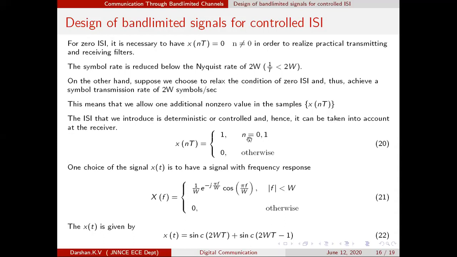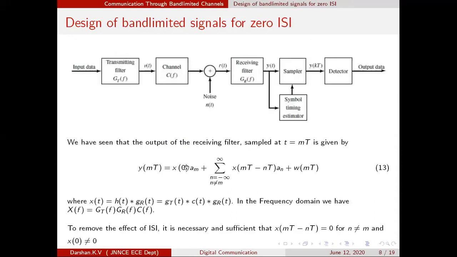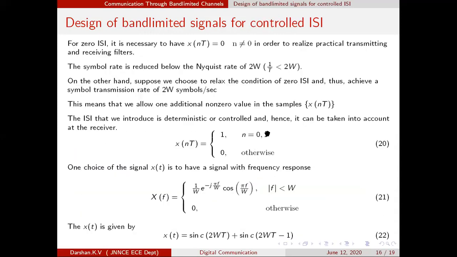Okay, so what was equation number 13 specifying for 0 ISI? For 0 ISI, only x of 0 should be 1 and all other samples of x should be 0. Okay, but now if I want to introduce an ISI, so over here you should have a non-zero term. Then what will happen? Then you will get an ISI. So therefore, to have an ISI, at sample 1, n is equal to 1, you are having another non-zero value. So that has been chosen.